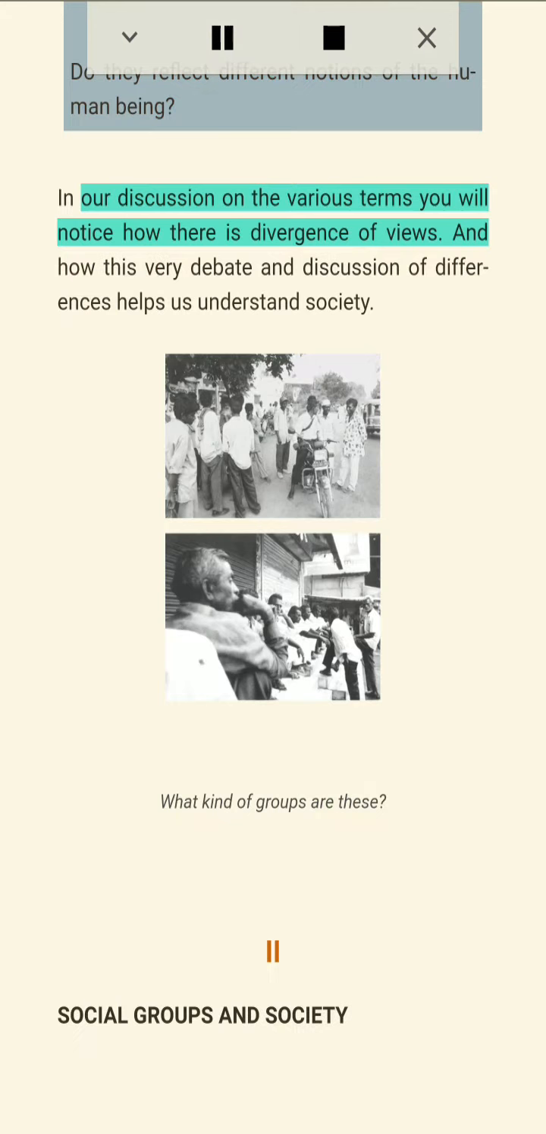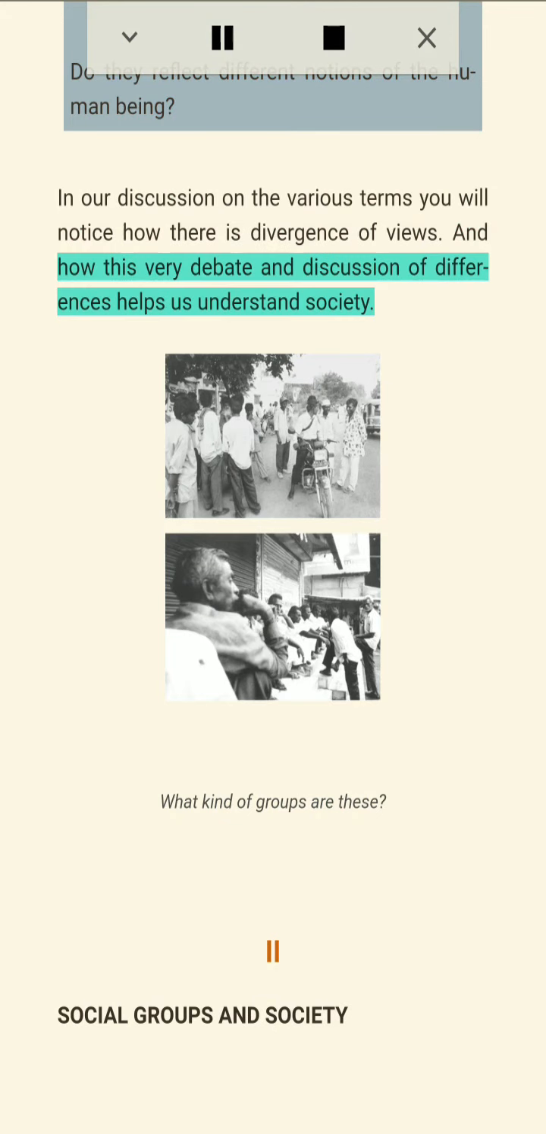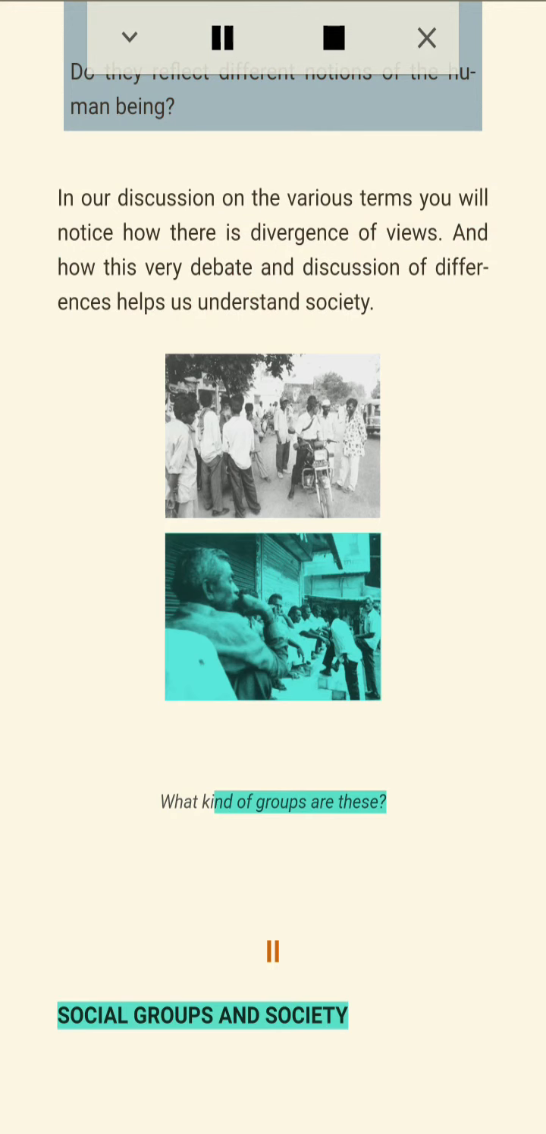In our discussion on the various topics, you will notice how there is divergence of views, and how this very debate and discussion of differences helps us understand society. What kind of groups are these?